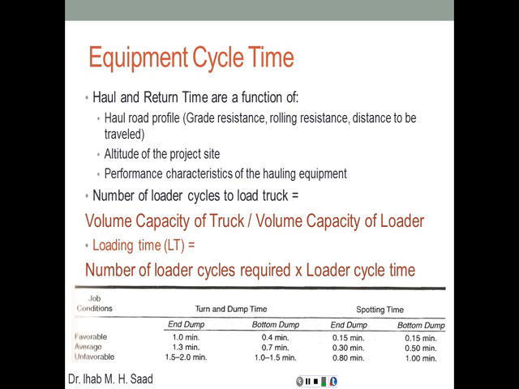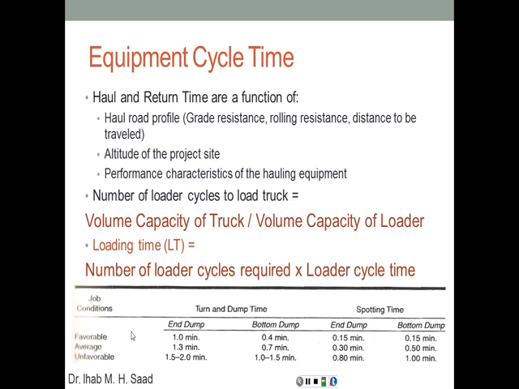Now, the number of loader cycles required times the loader cycle time is going to determine the loading cycle. So to fully load that truck, you're going to need 8 cycles of that loader. If each cycle takes, let's say, 35 seconds, then it's going to be 8 times 35 seconds. That's going to be the duration of loading that truck.